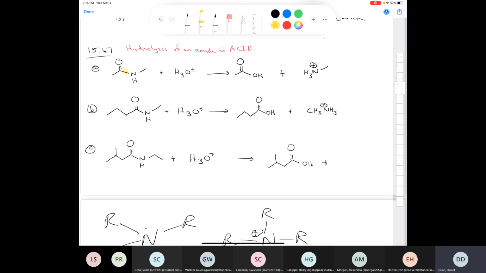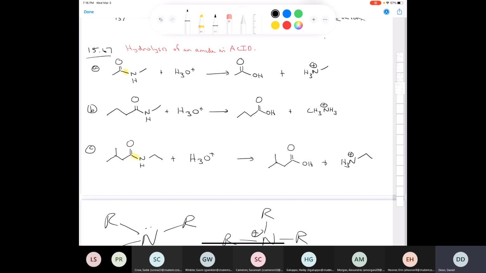This is the amide bond that's going to be broken. So I'm going to have nitrogen with my ethyl group. It's not going to be ethylamine. It's going to be ethyl ammonium. The ethyl ammonium ion like that.